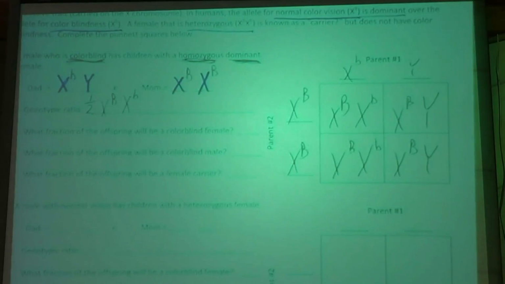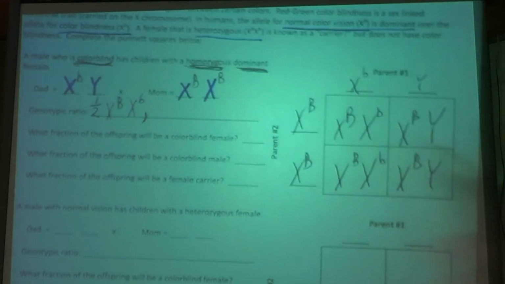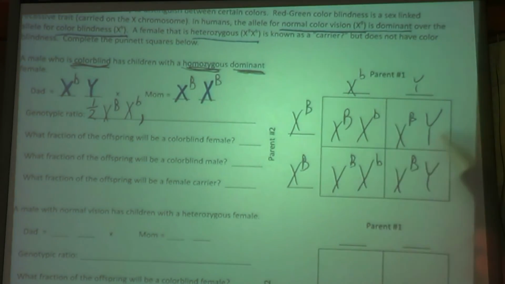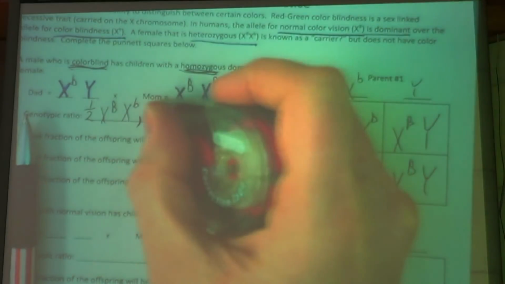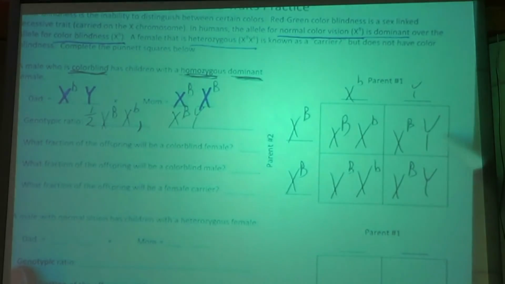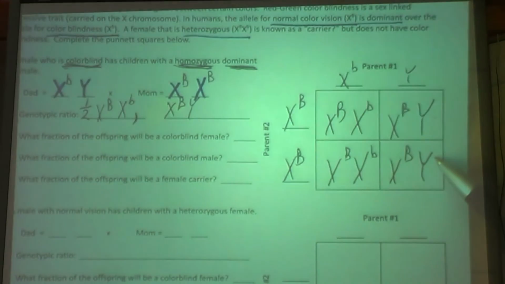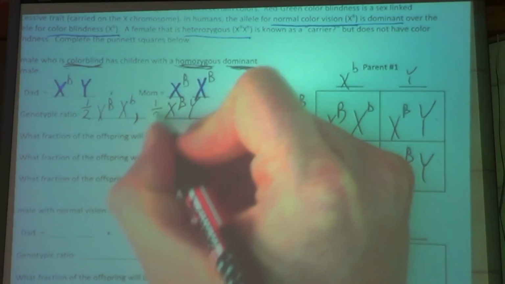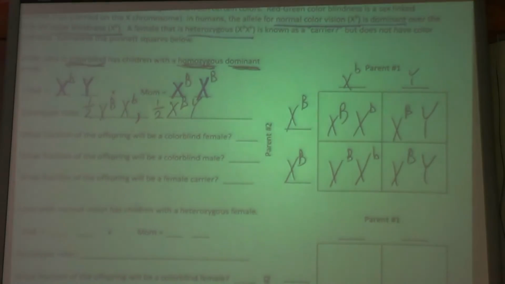If you want to do percentages, that's fine. I tend to do fractions. So one half of these are going to be X big B, X little b. I look over here, that's a new genetic combination, that's an X big B, Y. Are there any other boxes that have X big B, Y? Yep, that one right there. So we have 1/2 and 1/2. That's the genotypic ratio.